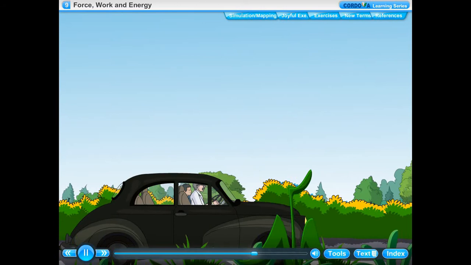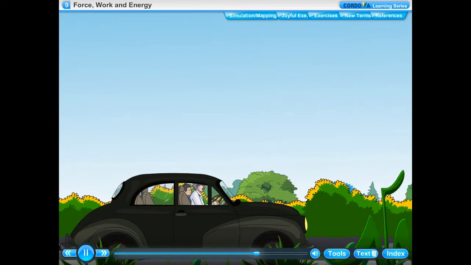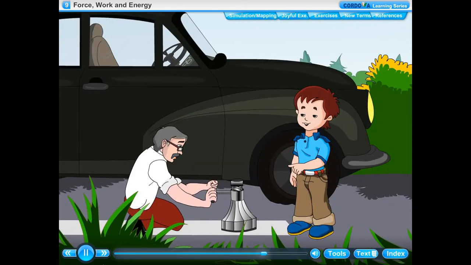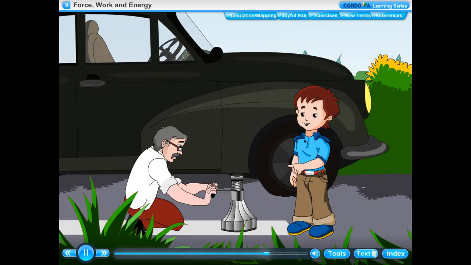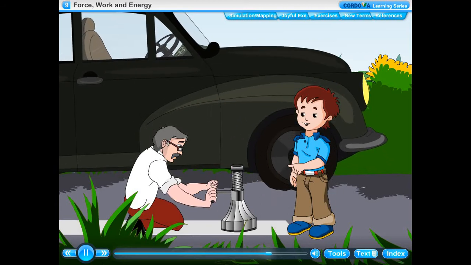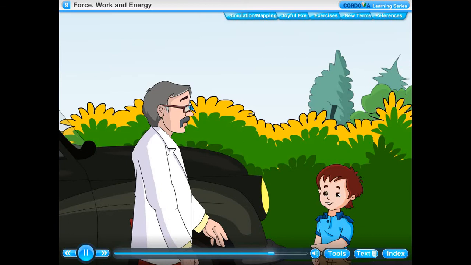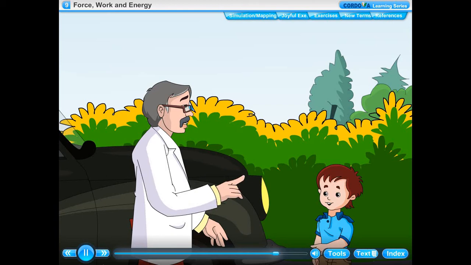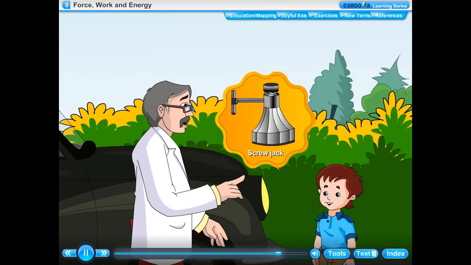Simple machine. Rahul was going to school with his father in a car. The car got punctured on the way. Rahul saw his father using a screw jack to lift the car and replace the wheel. He was puzzled and asked his father how a screw jack could lift the car. His father smiled and told him that the screw jack is a simple machine that makes difficult work easy and faster. Thus, a simple machine is a device that makes our work easier and faster.